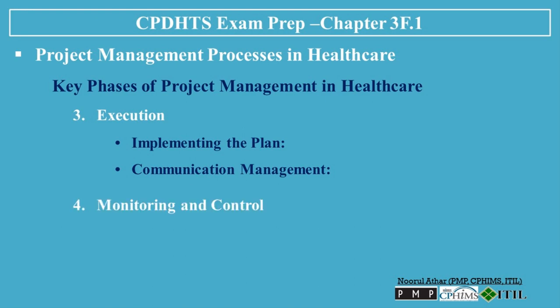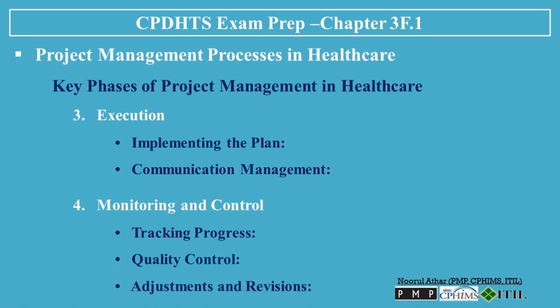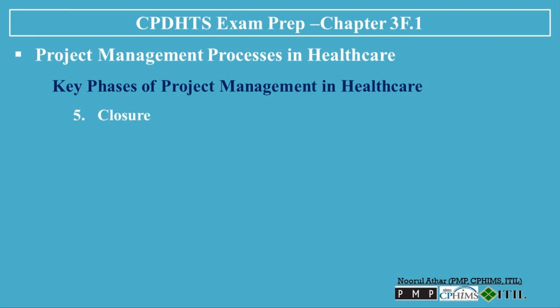4. Monitoring and control. Tracking progress, using performance metrics, regular status reports, and project management tools, like Gantt charts or project management software, to monitor the progress against the plan. Quality control, implementing quality management processes to ensure that the project outputs meet the required standards and are delivered effectively. Adjustments and revisions, making necessary adjustments to the project plan based on performance data and stakeholder feedback to keep the project on track and within budget.